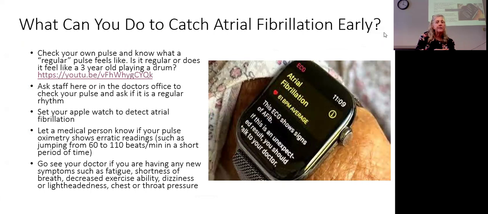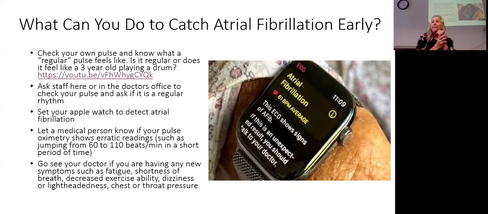Ask the staff here or in the doctor's office to check your pulse and ask if it's a regular rhythm. Lots of times they'll take your heart rate using that little machine, and that little machine is not going to pick up if you have atrial fibrillation. On the machine where you put your finger in, you might see your pulse is 60, then all of a sudden it's 100 or 110, then back down to 70, and back up to 110. That's because it's measuring the rate when the atria are going da da da da, as well as when the atria slow down and do a normal beat, which happens in atrial fib. It's chaotic.